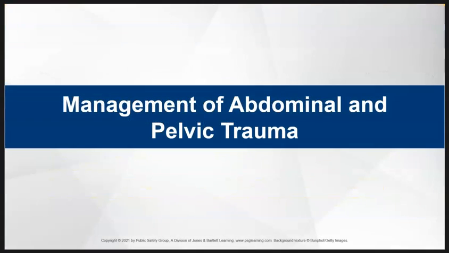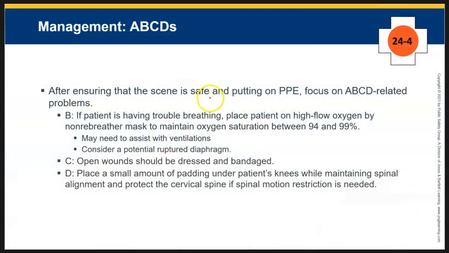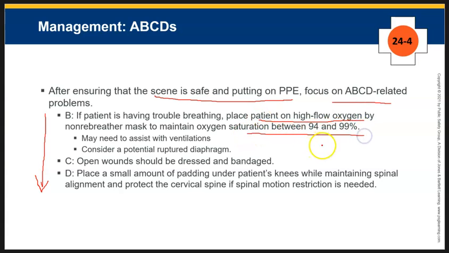When we talk about management of abdominal and pelvic trauma, we always ensure that the scene is safe and initiate body substance isolation. We're going to focus on our ABCD problems and just consider these life threats. That may be for airway and breathing, putting the patient on high flow oxygen. If we can monitor that with a pulse oximeter, we're looking for O2 saturation between 94 and 99%. As always, circulation issues may present as open wounds, which should be dressed and bandaged.